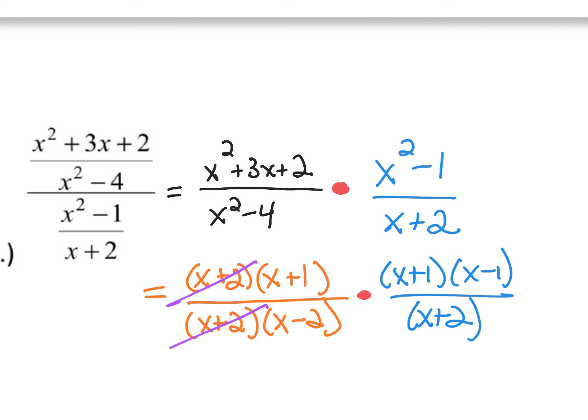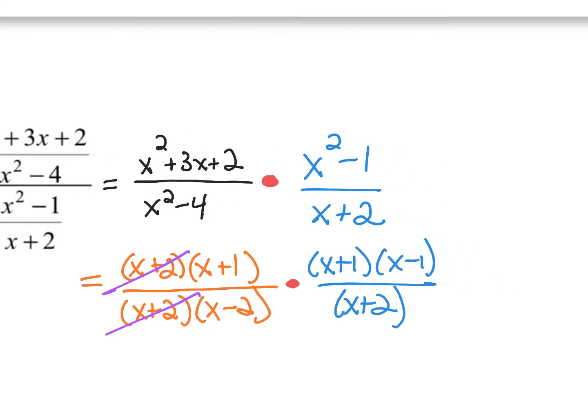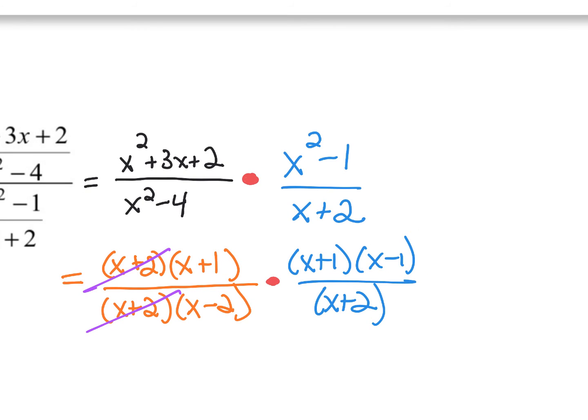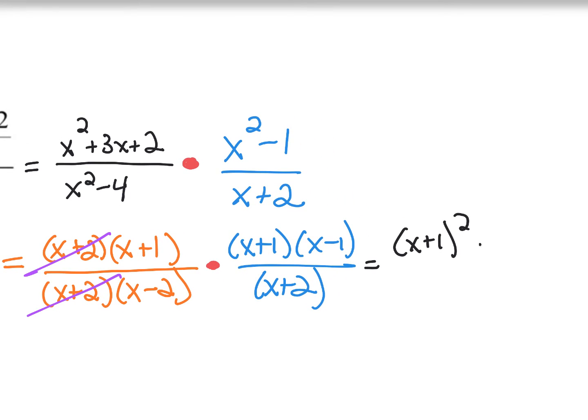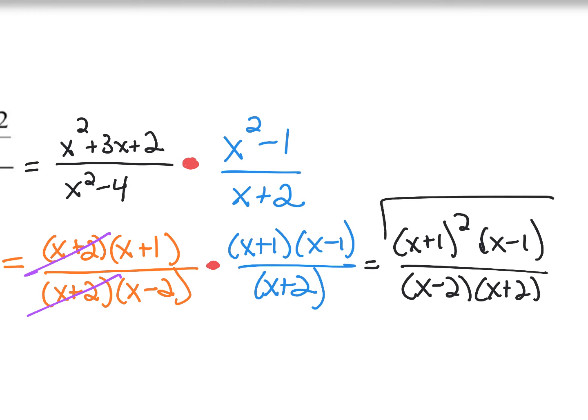What's up, Seamus? For writing the numerator of the answer, could you write that as x plus 1 squared times x minus 1? Yeah, that's how the big kids would write it, right? If you take x plus 1 times x plus 1, you're right. That is x plus 1 squared. And then x minus 1, don't forget that guy. And then along the bottom, you got x minus 2, x plus 2. And that's that. Nothing cancels.